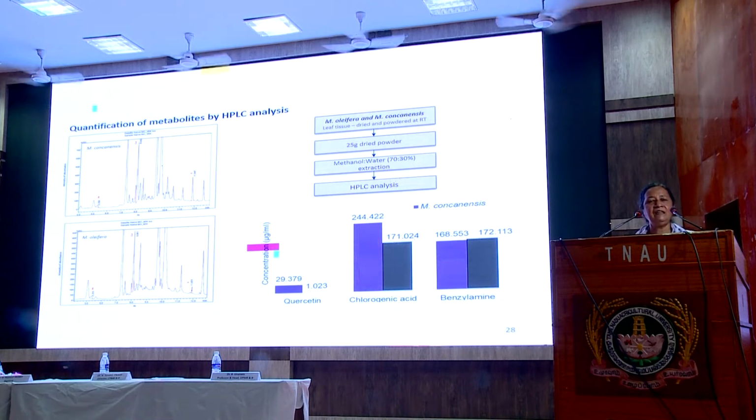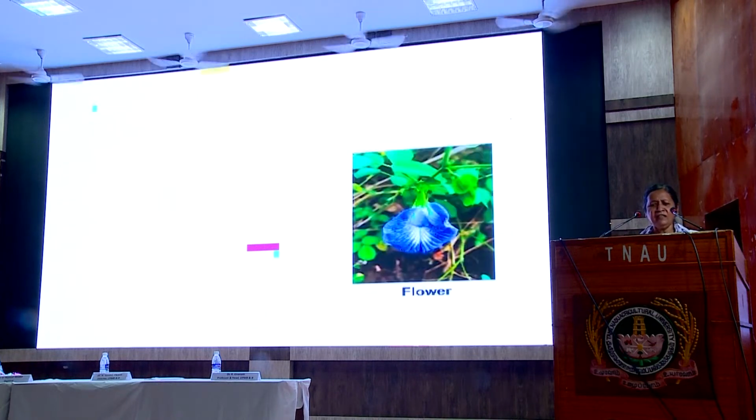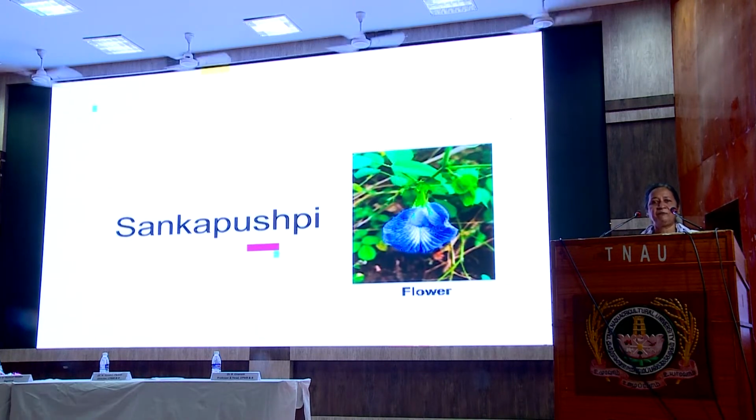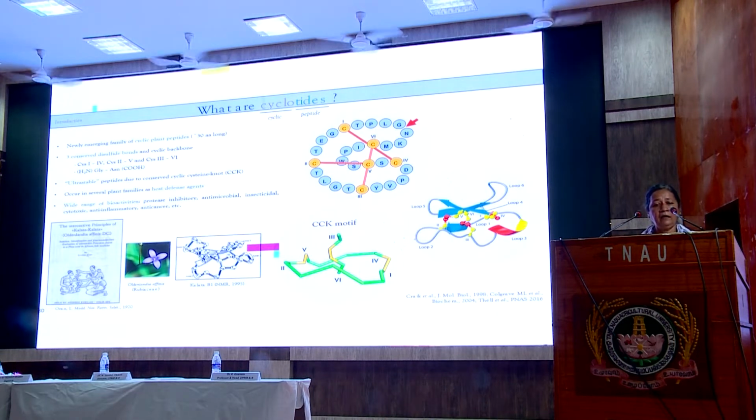Okay, so that then takes us to the last story, and this is also the one which is the most recent. It is the story of Sankakushvi. Sankakushvi is again not only an ornamental plant, it is a plant that is used in religious situations, and it is a very holy plant. The botanical name is Clitoria ternatea, and it has been used again for thousands of years for several medicinal reasons.